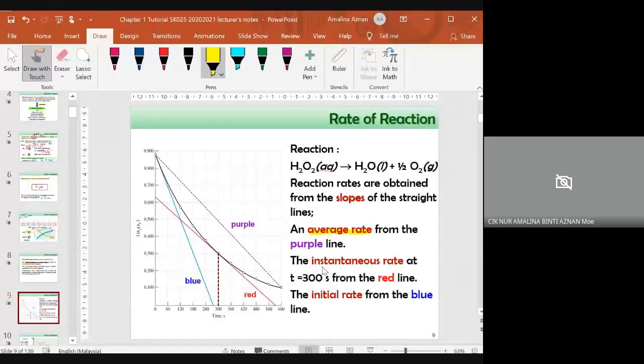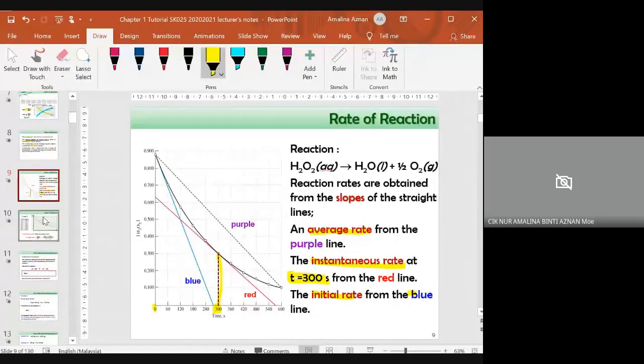And then for instantaneous rate, for example at t equals 300 seconds, you find 300 seconds, draw a line to find its rate. And then for initial rate, okay, it means initial, starting from zero, and then draw the line. So when it involves a graph, usually we will find the gradient. It is okay, later we will find the slope or gradient. That we will do later in the extra exercise.